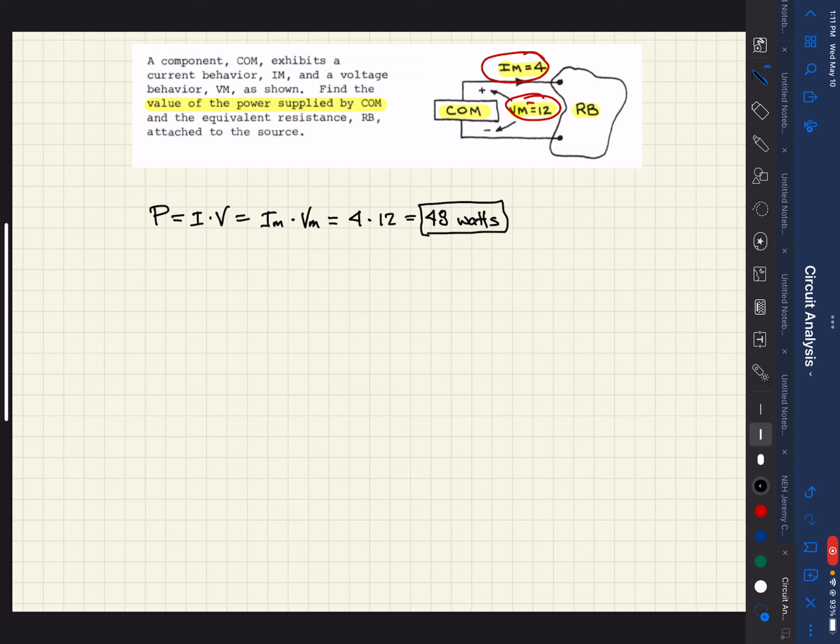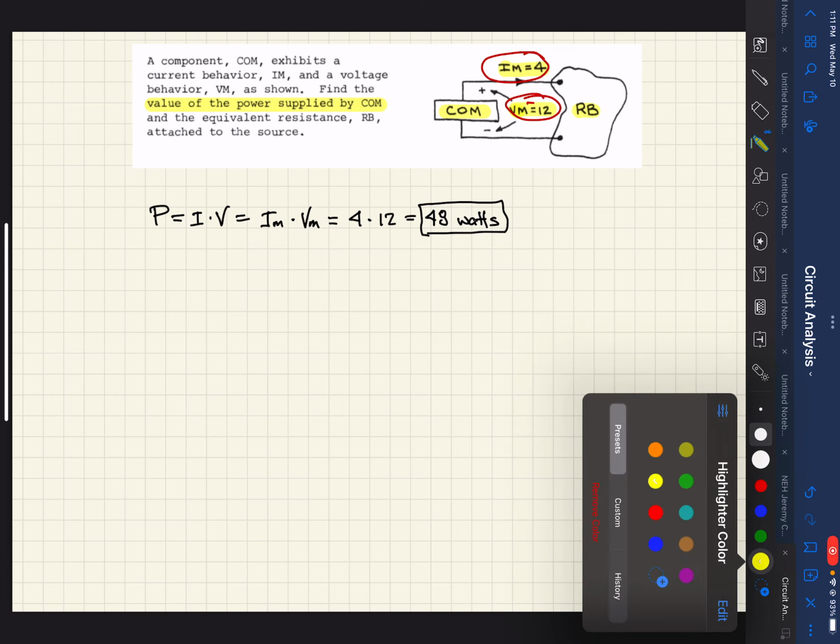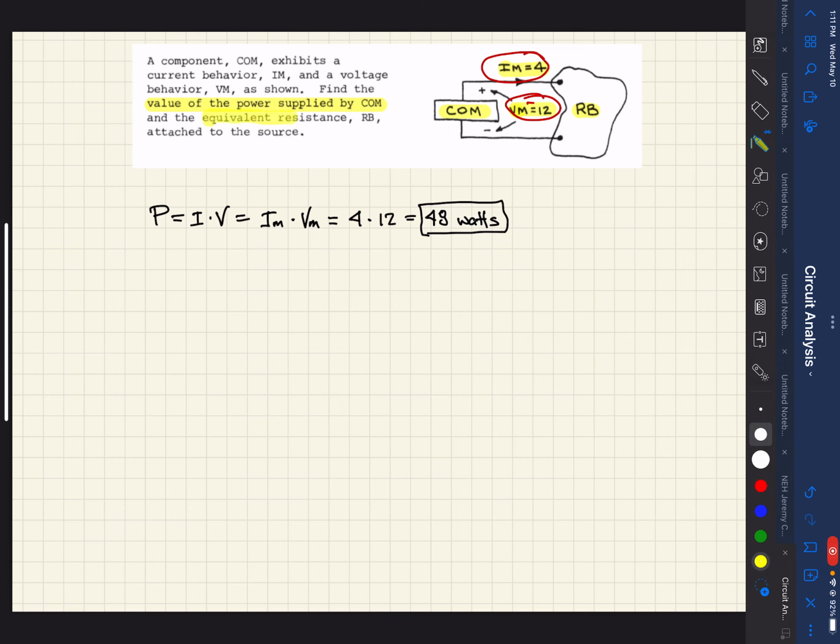So next they want to know what the equivalent resistance would be here. And so again, we just need to go back to our definition, and this will be Ohm's law. So we recall that Ohm's law is just V equals IR. And so we want to know the resistance part, so we need to solve for R. And when we do that, R is going to be equal to the voltage over the current. And so in this case, again, that's going to be VM over IM.